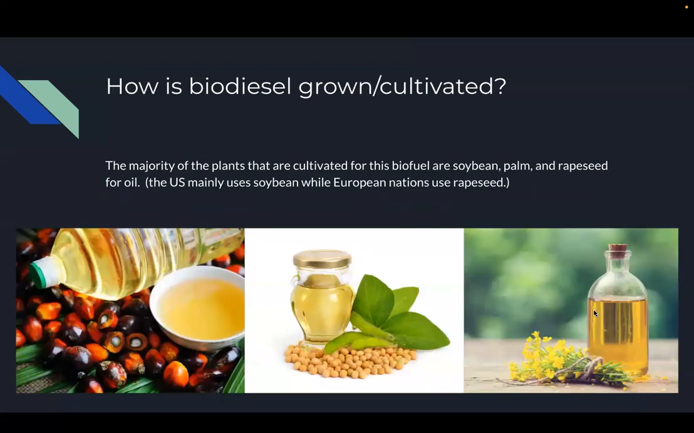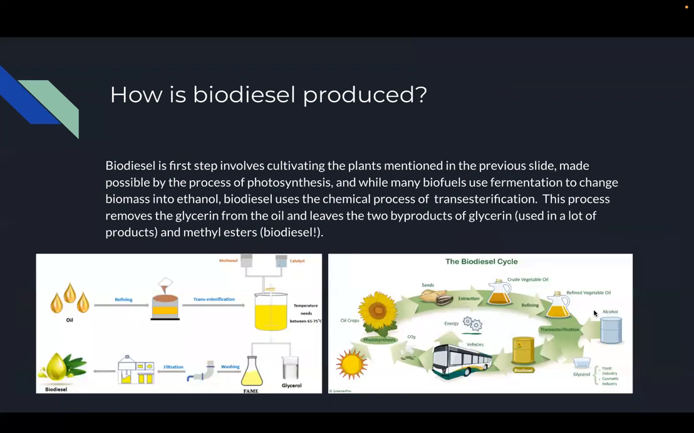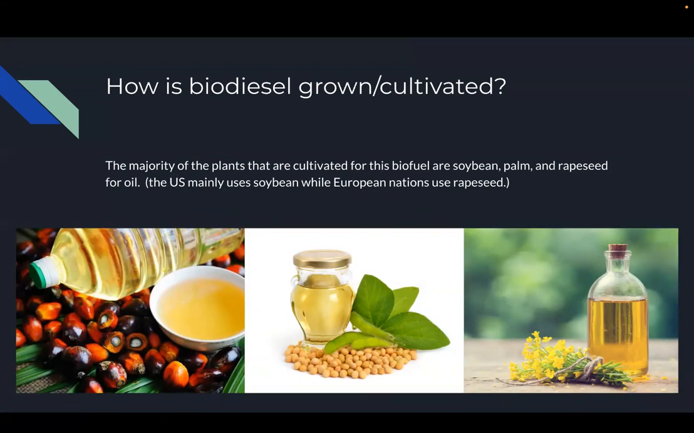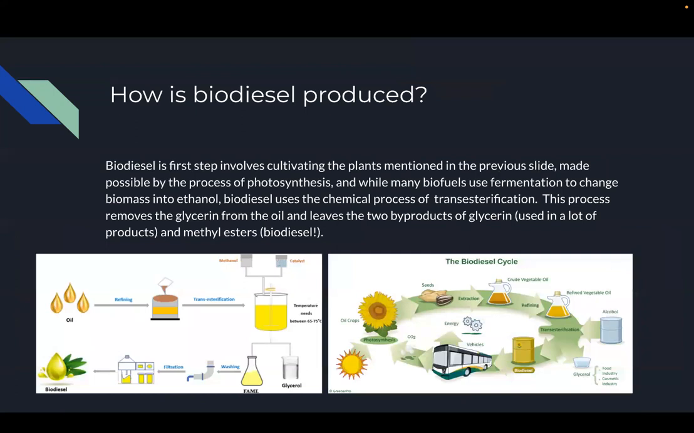So, agriculture and how it's grown and cultivated. The majority of the plants that are used in this biofuel are soybeans, palm, and rapeseed for the oil. The US mainly uses soybean, while European nations use rapeseed, but palm oil is very common as well. Just to go back, this is not all just vegetable oils. It's a mixture of restaurant greases and excess restaurant greases and animal fats. It's all mixed together.